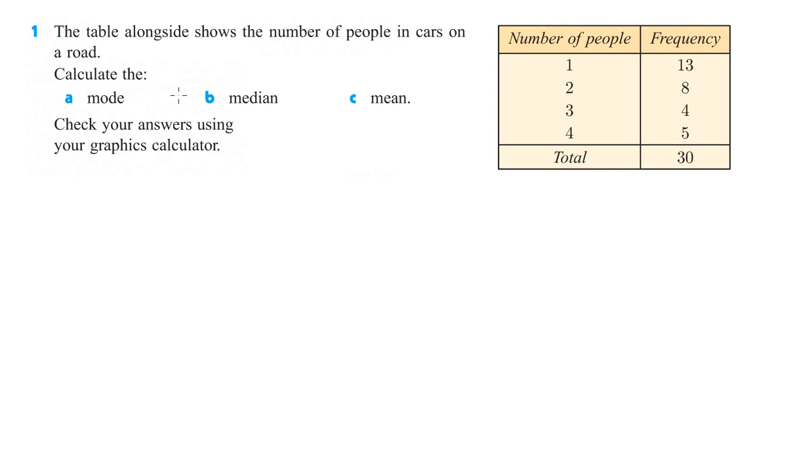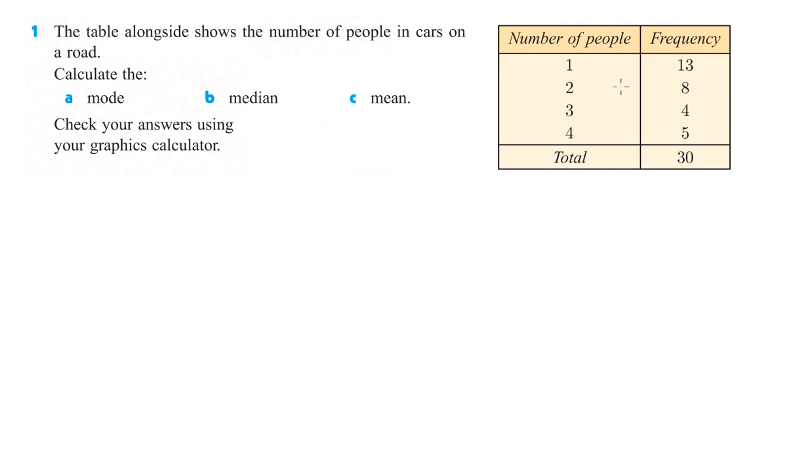I'm going to take you through some of the problems on the 12C assignment. First one we're going to take a look at here is number 1. The table alongside shows the number of people and cars on a road. Calculate the mode, median, and mean, and then check your answers using your graphics calculator, or you can actually do it on the scientific calculator as well. So let's do this one by hand.